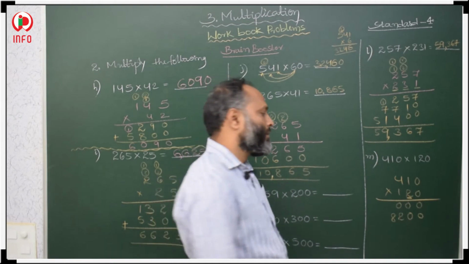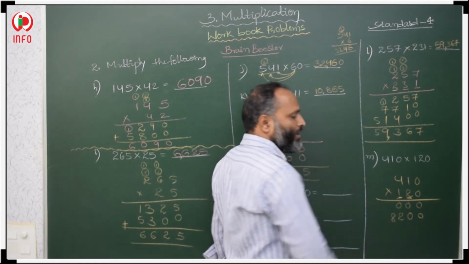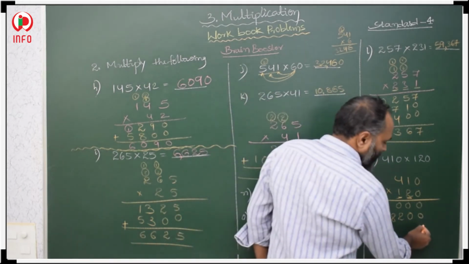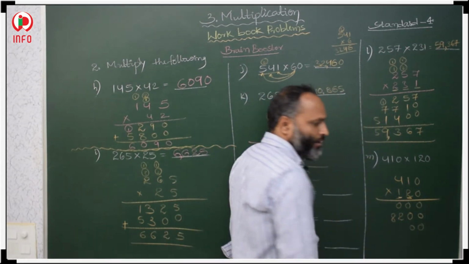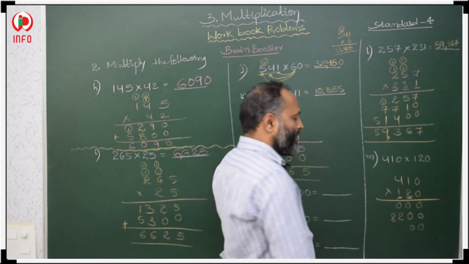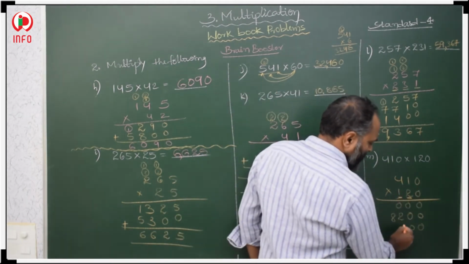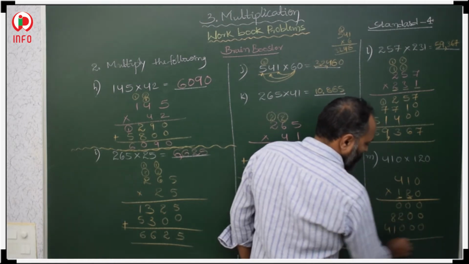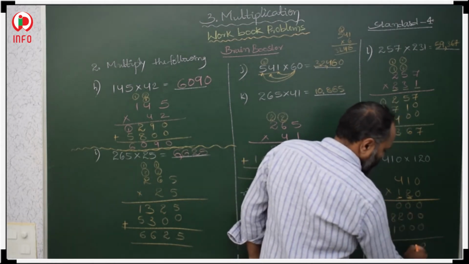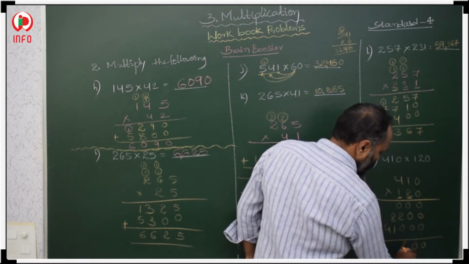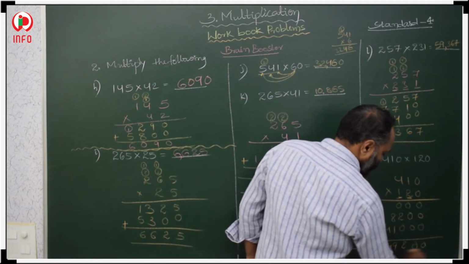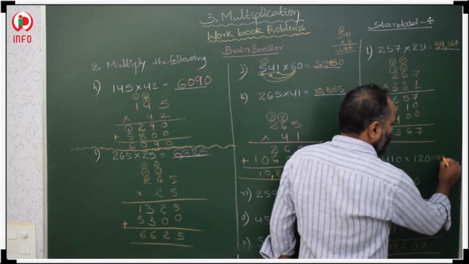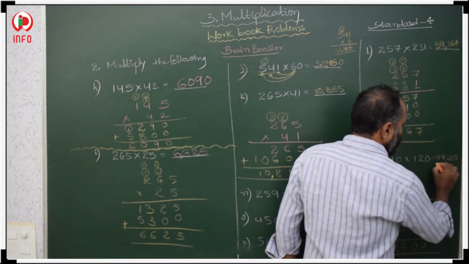Now after that start your multiplication with 1. 1 is in the hundreds place, so in ones and tens keep zeros first. Then you start your multiplication. 1 zeros are 0, 1 ones are 1, 1 fours are 4. Now you add: 0, 0, 2, 8 plus 1 is 9, 4. 49,200. This is your product.